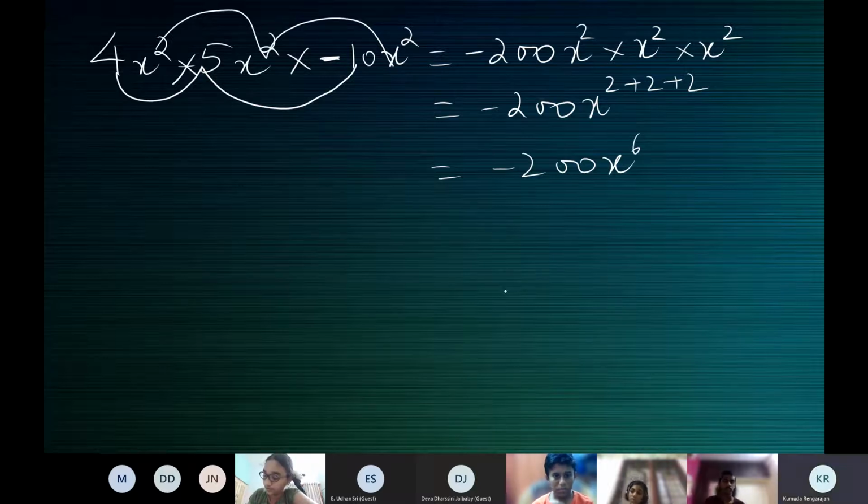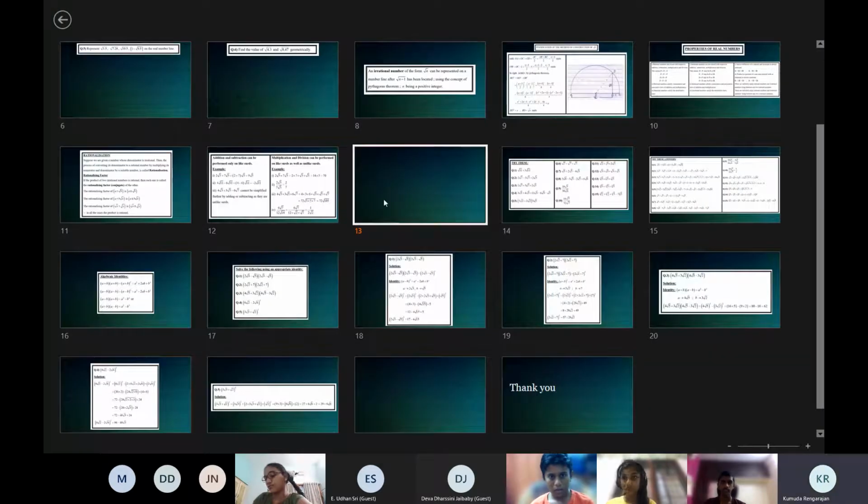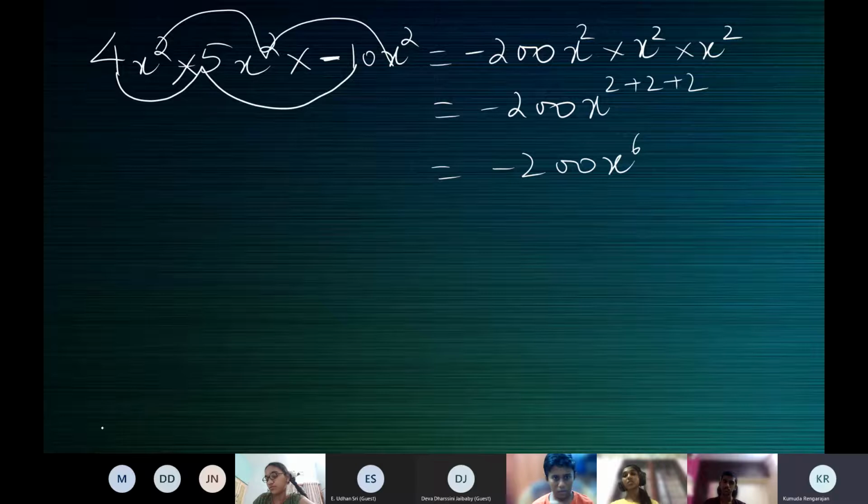When it's multiplication, multiply the numerals, multiply the literals. 4 5s are 20. 20 into minus 10 is minus 200. X square into x square into x square. Bases are same. Using the law of exponents, when bases are same and it's multiplication, we add the powers. So we add the powers like this. And the final result is minus 200 x to the power 6.